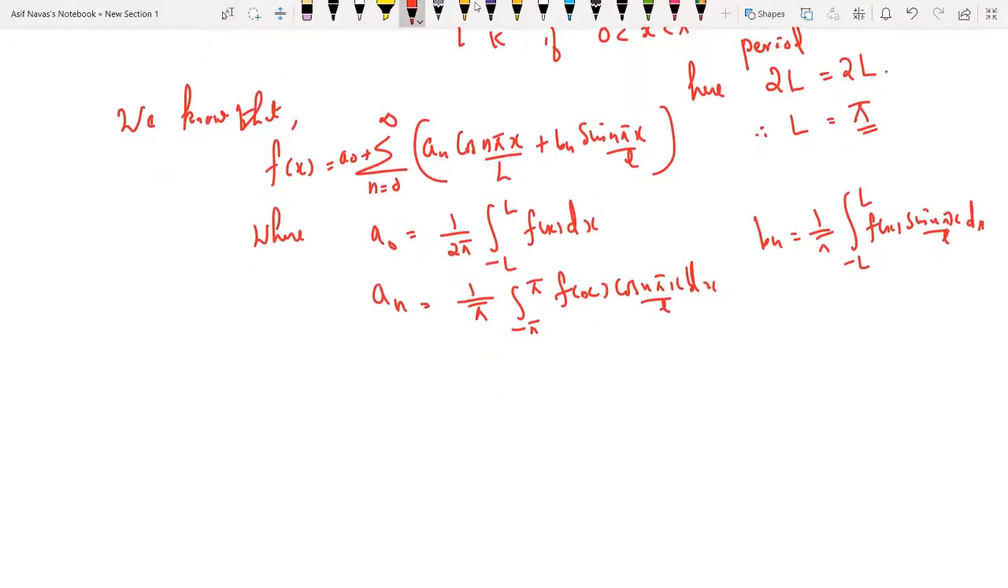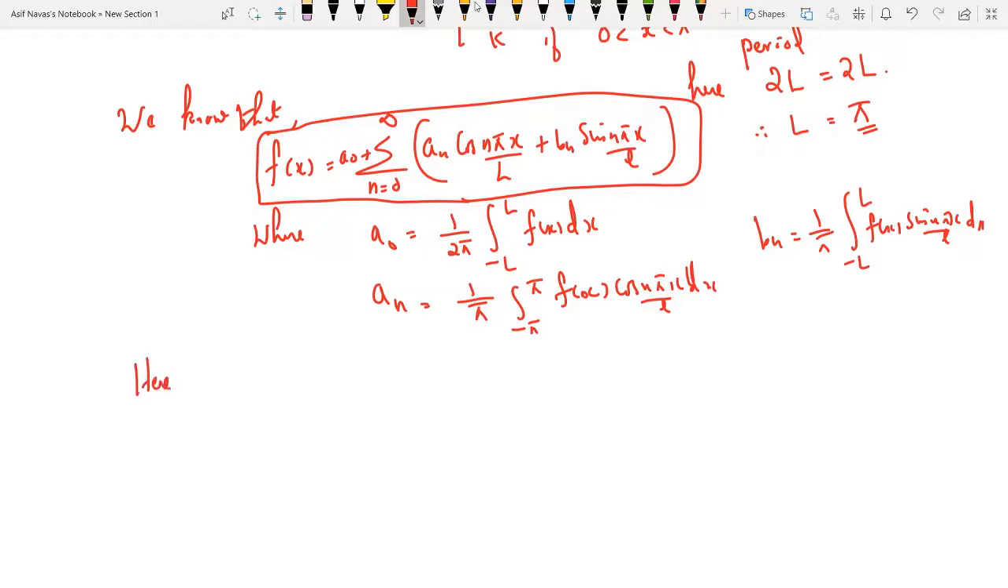So first we want to find out this expansion. So here L is equal to pi. Therefore first we will find out a naught. So a naught is equal to, by definition, 1 by 2 pi integral minus pi to pi f of x dx. f of x is given.